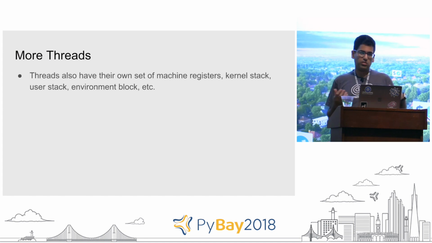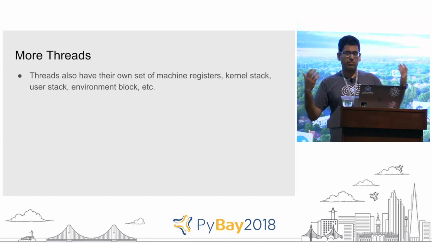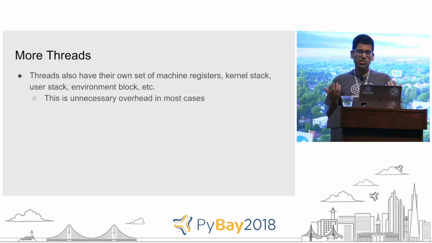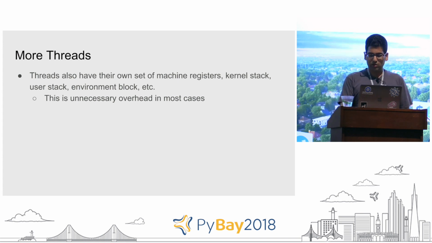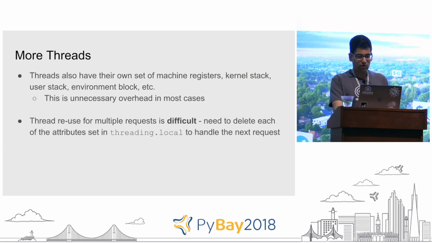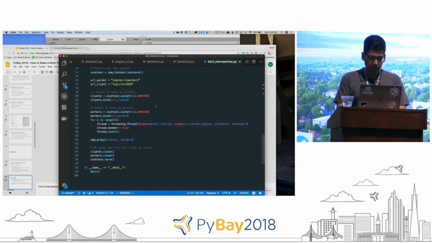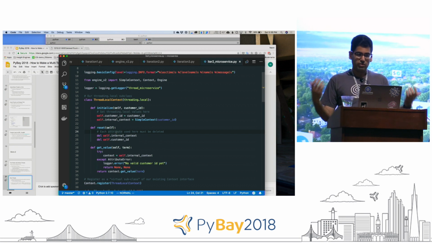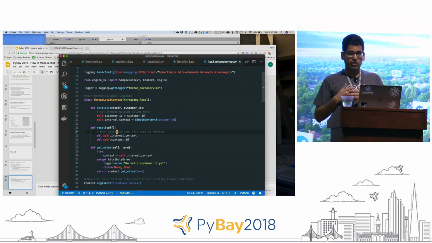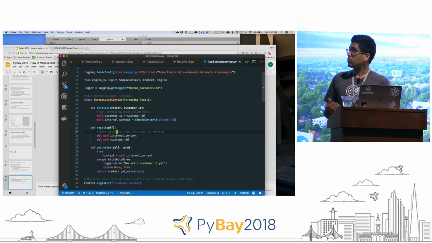More on threads. Threads also, as we mentioned, have their own machine registers, kernel stack, environment block, all this stuff. This is really unnecessary overhead in a lot of cases, and it's just using extra memory that we really don't need for our application. Also, as I showed before, going back here, we had to create this ugly reset method because to reuse this threading.local and this thread, we have to reset attributes on the object, because they're still unique to the thread, and we don't need those attributes for the next request. They just have to service the next request appropriately.